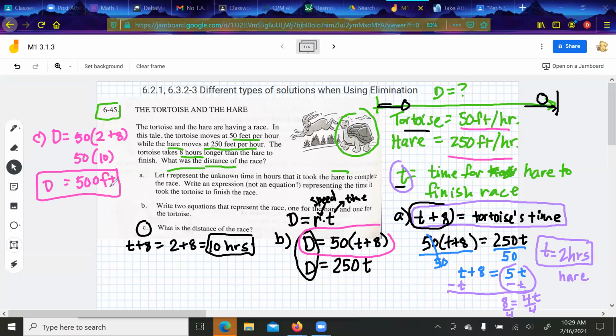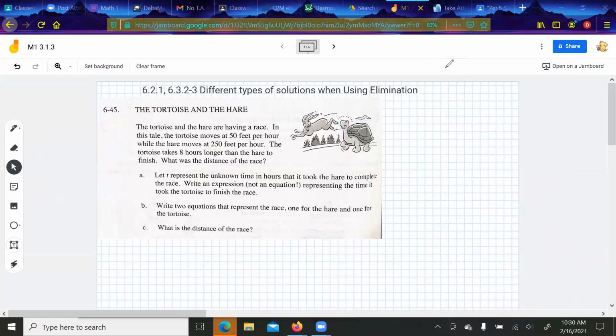Okay, so the distance of the race is 500 feet using distance equals rate times time and the equations that we came up with. Okay, so I would say this is a little bit more of a difficult problem. I'd give it like a B plus in difficulty, but this is something you need to be able to do. Okay, I'm going to erase this so we can go on to the next problem. Okay, next slide.